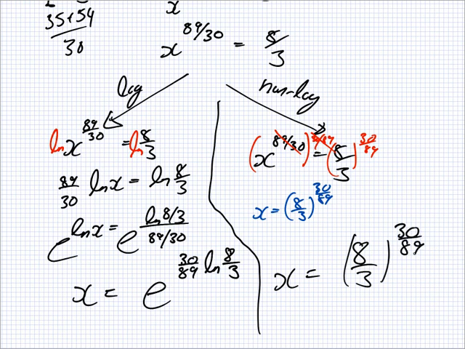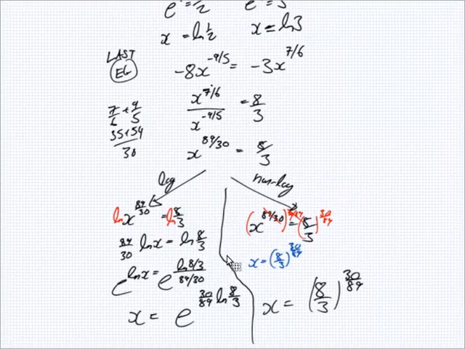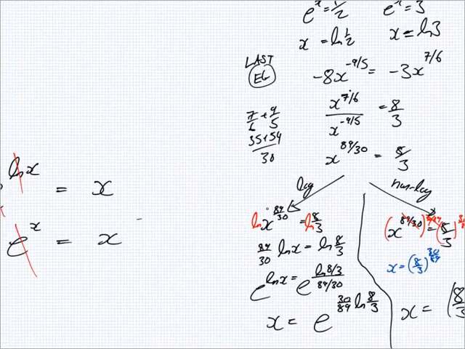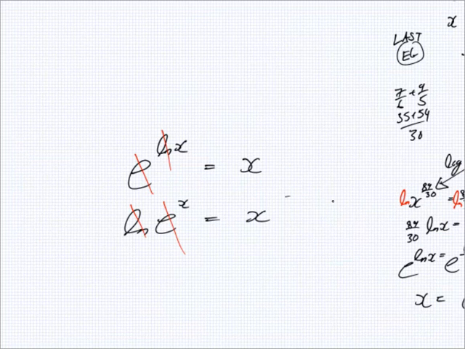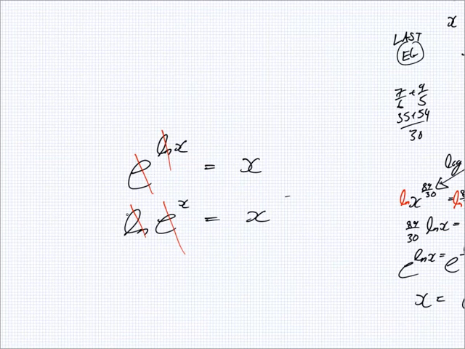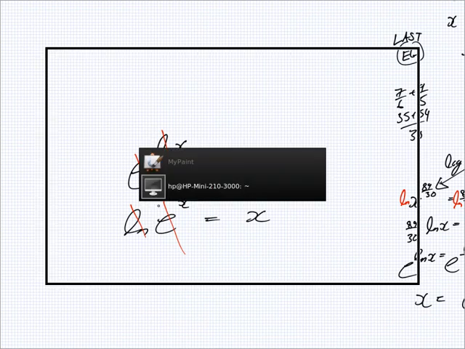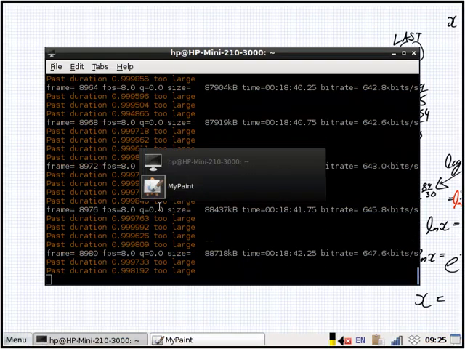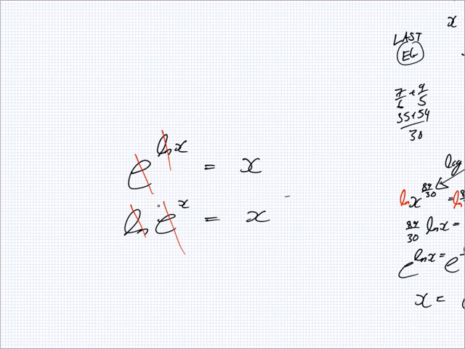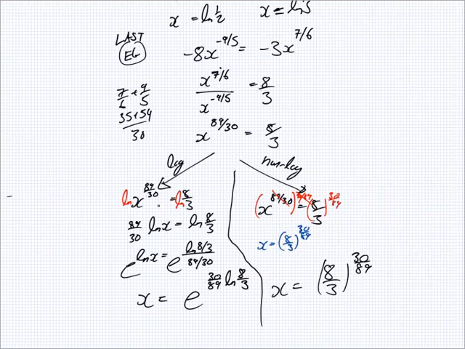Yeah? Can you go back? To which one? The e row. Oh, on the left? Yeah. I'm just saying e and log cancel. Can I have the time on that? Okie dokie. 18. Can I scroll back? No. Yeah. Okay.